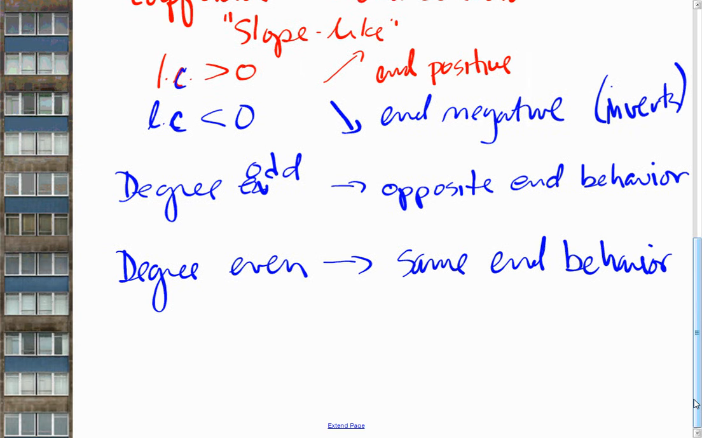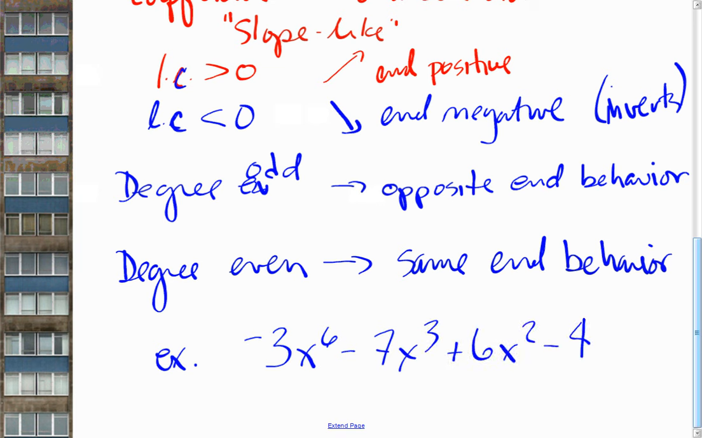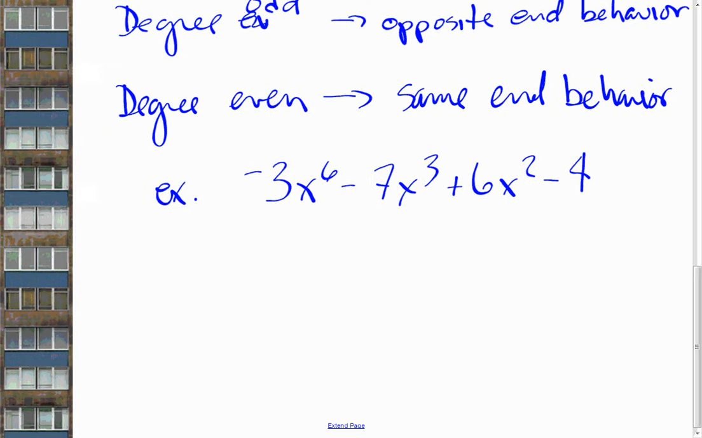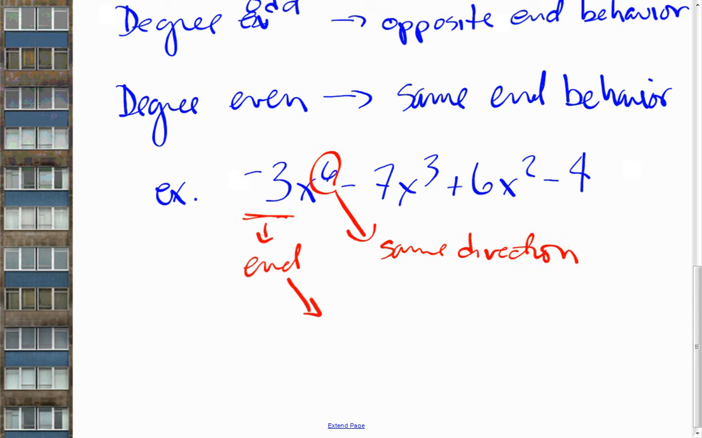Okay, so as an example, let's say I had negative 3x to the 6th minus 7x to the 3rd plus 6x squared minus 4. Okay, and I just wanted to know the general shape of this. This leading coefficient right here being negative means it's going to end down. Since it's even, you're going to get the same direction. So that means it's going to start from down.